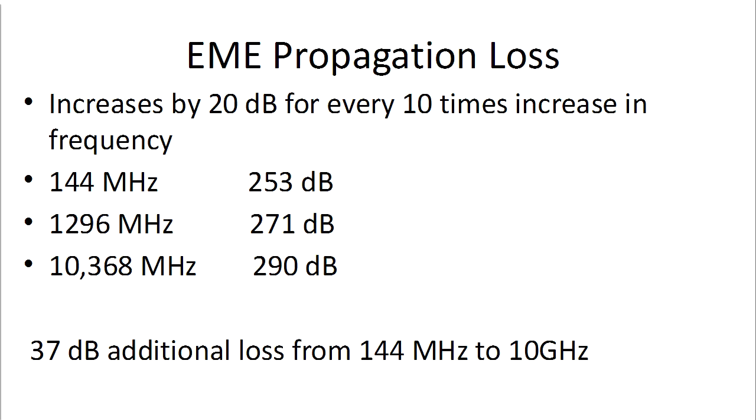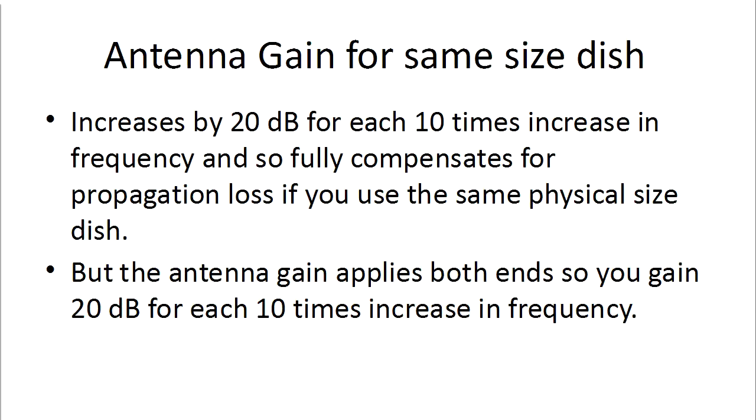It's 37 dB worse. Now you scratch your head and you say, why the hell is people going up to 10 gigs? And the answer is the antenna gain goes up. The propagation loss goes up by 20 dB each time you go up by 10 times in frequency. It's a square law. And so your antenna gain for the same physical size antenna also goes up by 20 dB, and you're no worse off.